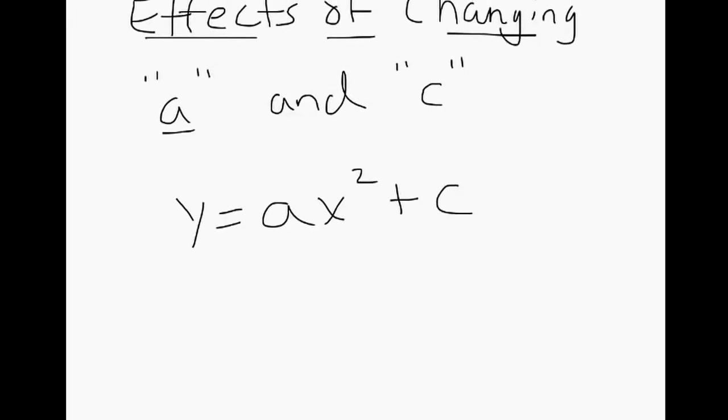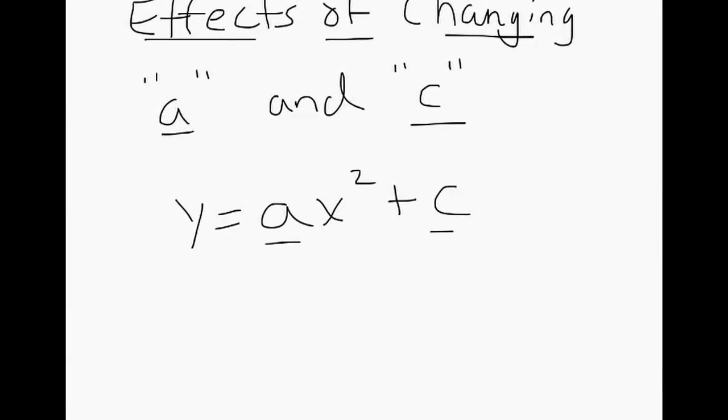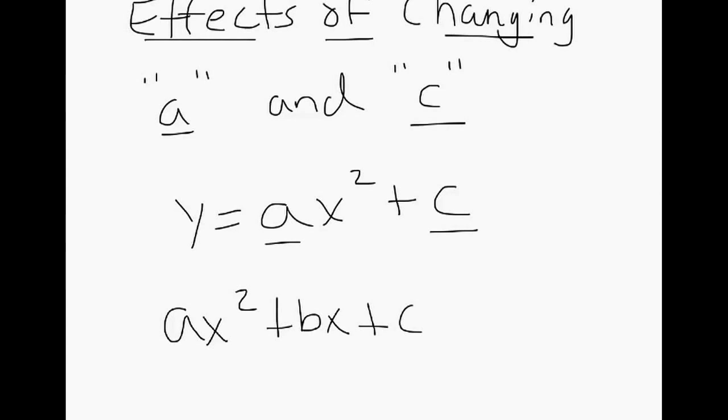changing a and c in ax squared plus c. So this is similar to the quadratic equation that we learned last time, which is ax squared plus bx plus c, except we're getting rid of the middle term and we're just focusing on the first and the last term and how that affects the parabolas that we learned about.